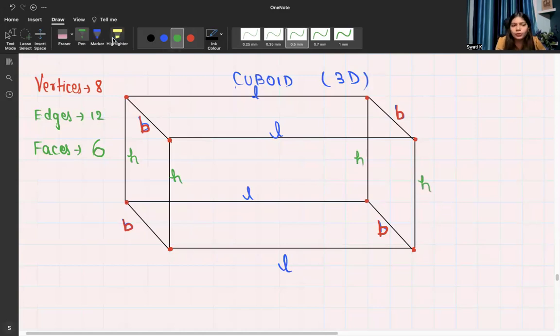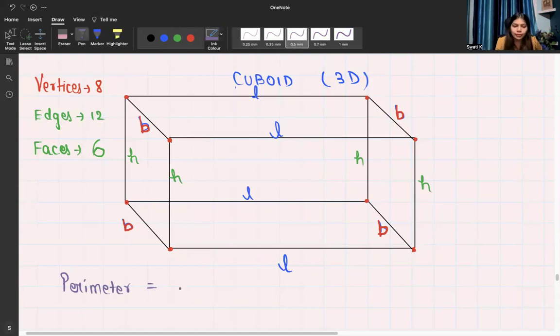First, let's talk about how to find the perimeter of a cuboid, right? As you know, I have explained this already. Perimeter means the sum of the lengths of the boundary, right? So here we need to find the perimeter of the cuboid. Please write down the formulas also. So the perimeter of a cuboid is going to be the sum of all the boundaries. Here boundaries means all the edges, right?